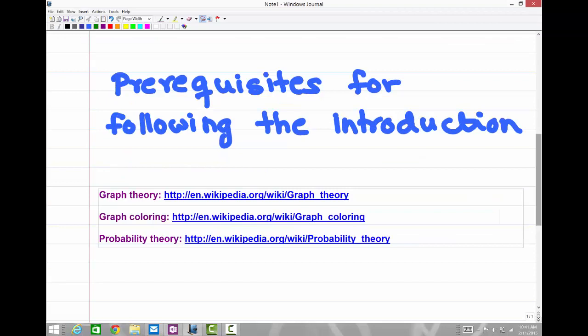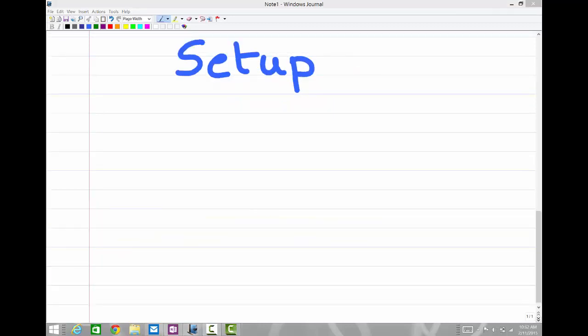The following are the prerequisites for understanding this introduction: familiarity with basic graph theory, basic graph coloring, and probability theory. If you are unfamiliar with these topics, reading the following Wikipedia pages should enable you to follow this introduction. We begin with the setup.